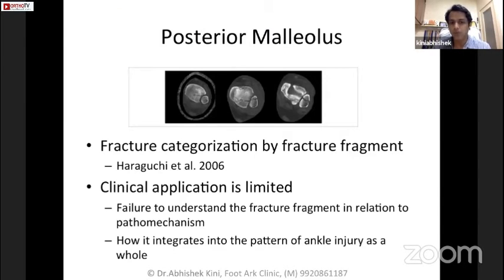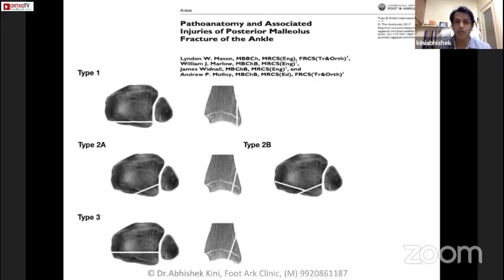The posterior malleolus was first classified by Haraguchi into 3 categories, but this classification didn't have much clinical application and failed to explain the pathomechanism or how to approach these fractures. So Mason in 2017 described this further and classified into type 1, which is more like a PITFL avulsion, type 2, where there is a bony fragment but it's a rotational pylon, and type 3, which is more of an axially loaded pylon.